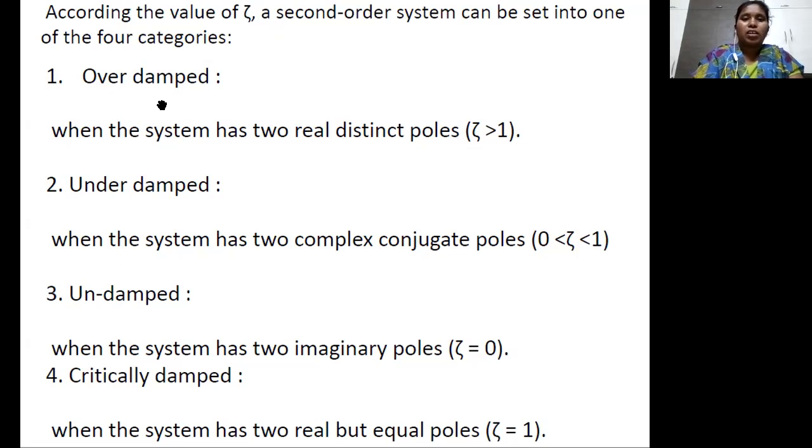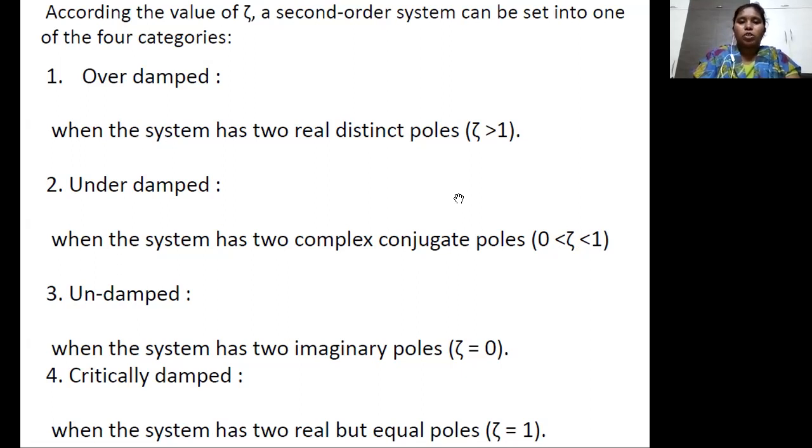That means in the over damped system, the zeta value should be greater than 1, that is, when two real distinct poles exist in the system, then that system is called an over damped system. If the zeta value lies between 0 and 1, that means when the system has two complex conjugate poles, then the system is said to be an underdamped system. What is meant by complex conjugate poles again?